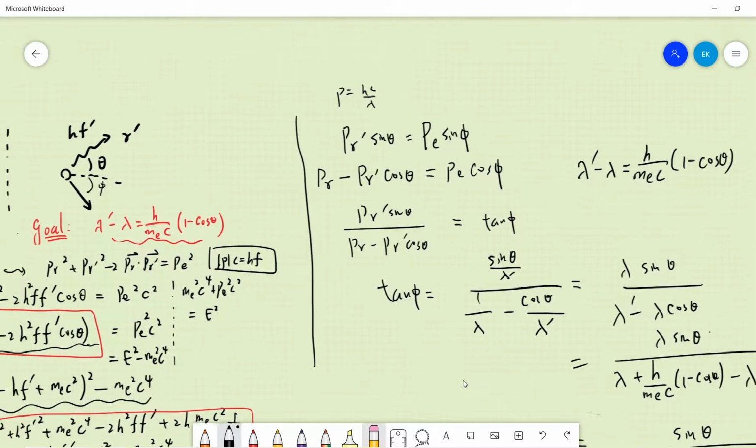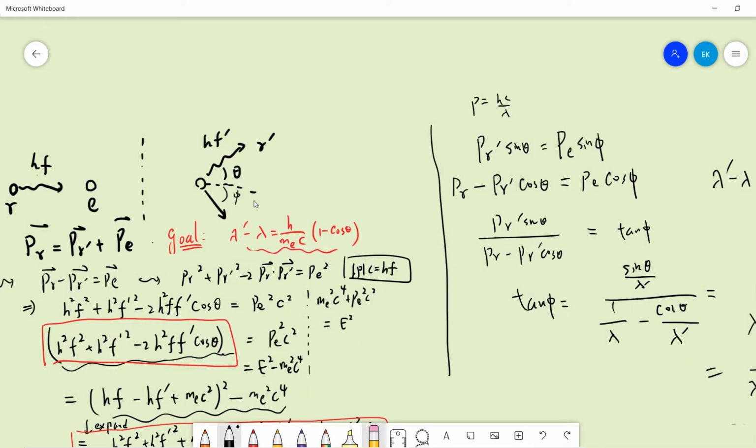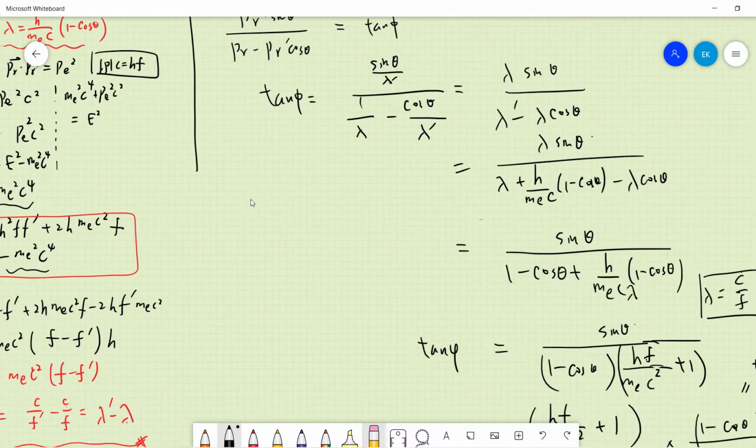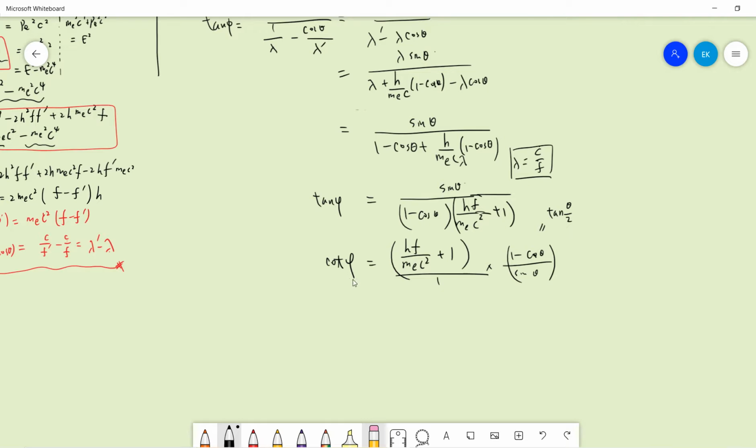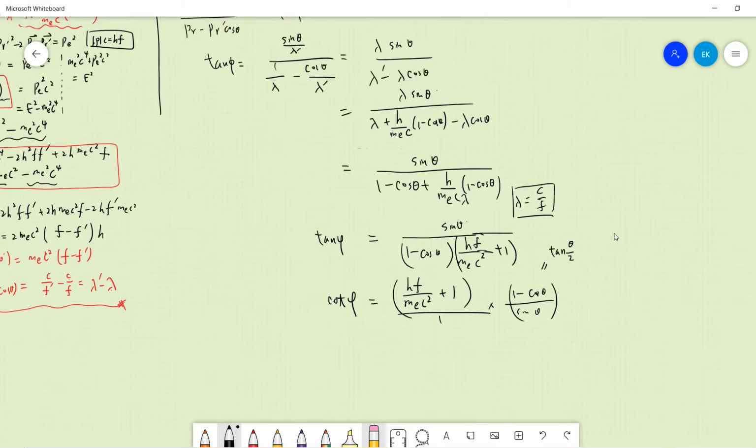Okay, the next formula people like to see: if you know the angle of the electron, at least the angle phi, then what information can you get? The answer is that cotangent phi equals tangent of theta over 2 times (hf divided by m_e c squared plus 1). So this is another formula. You can find this formula on Wikipedia, but Wikipedia does not give the proof of this formula. Okay, but I will give the proof.